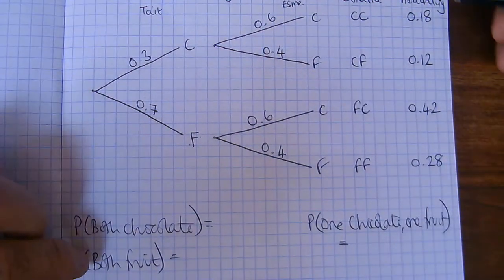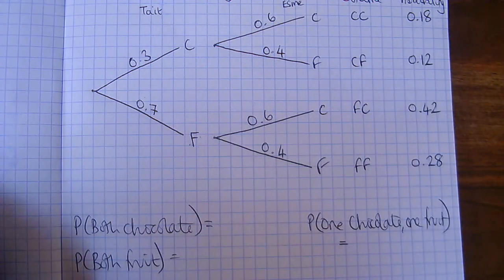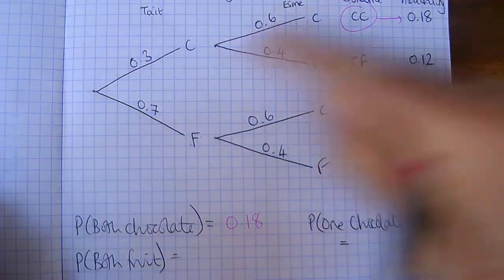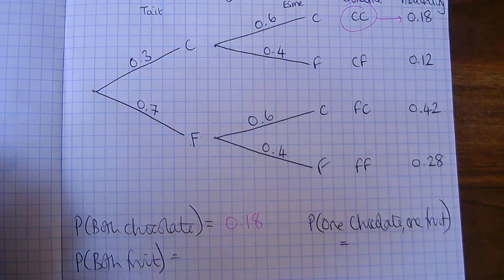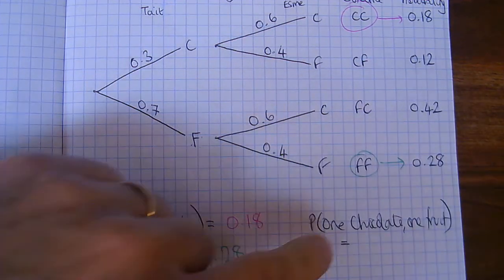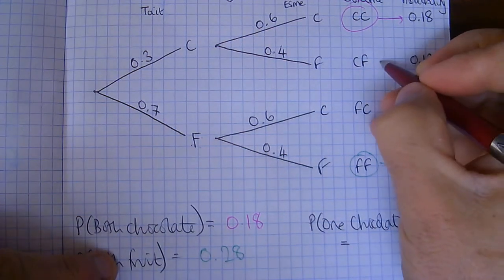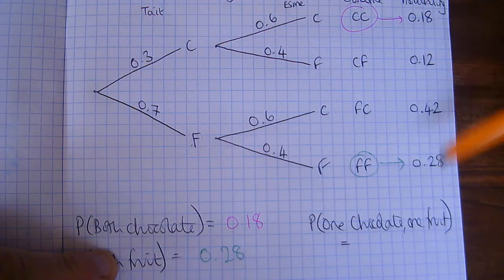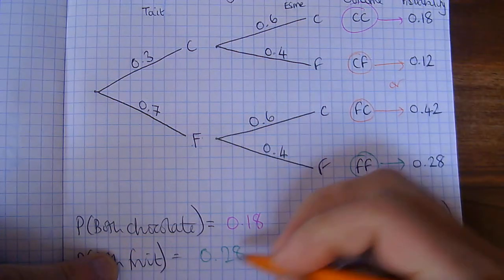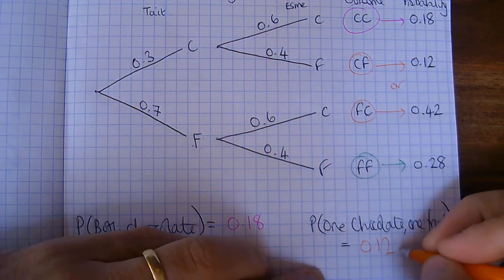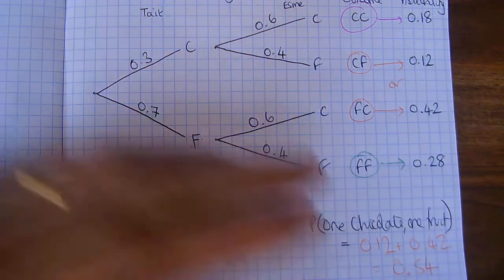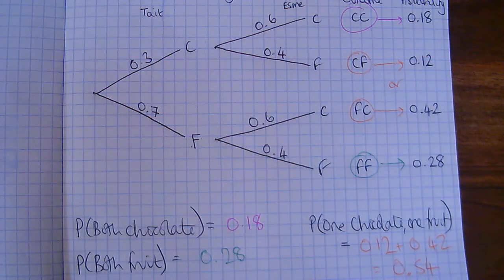So once I've got these numbers down the side, it's pretty easy. What's the probability they both get chocolate? Well, the probability they both get chocolate is this outcome here, which gives me a probability of 0.18. I've done all the hard work as part of the tree diagram. Probability that they both get fruit, well, that's this one here, which gives me a probability of 0.28. And then the probability that one chocolate, one fruit, well, that's going to be this one. Let's go into a different colour, we'll go into orange. So it's chocolate and fruit, or it's fruit and chocolate. Now remember that or means that we add. So this is going to be 0.12 plus 0.42, which gives me an answer of 0.54 altogether.